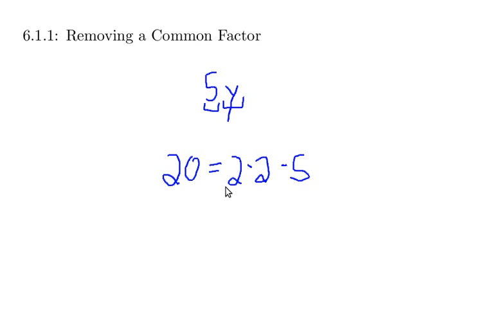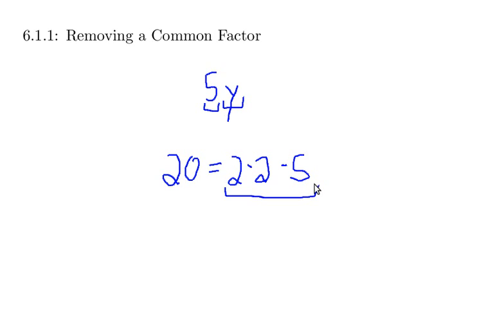A factor, however, will be separated by multiplication. So let's say we have 5y. 5 is a factor, and y is a factor. So whenever we have two things that are multiplied together, those are factors. So that's why we also have, say, 20 is equal to 2 times 2 times 5. We say that these are the prime factors of 20.